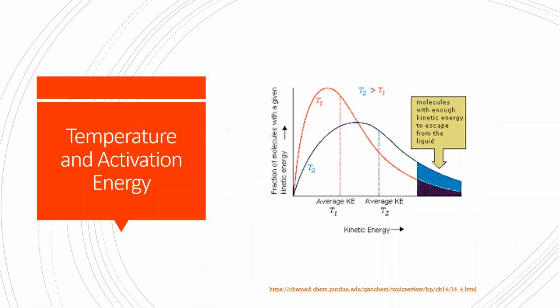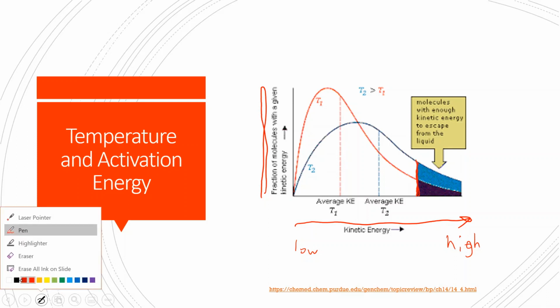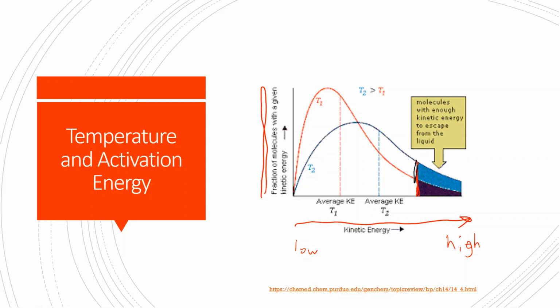So now let's talk about what temperature and activation energy have to do with each other and what that looks like using this graph. On the y-axis here, we have the fraction of molecules with a given kinetic energy. On the x-axis, we have different kinetic energies, low and higher, as we proceed to the right, as you would expect. Now, right here, this is the point. I'm just going to switch colors here. That is the point where these particles have the required activation energy.